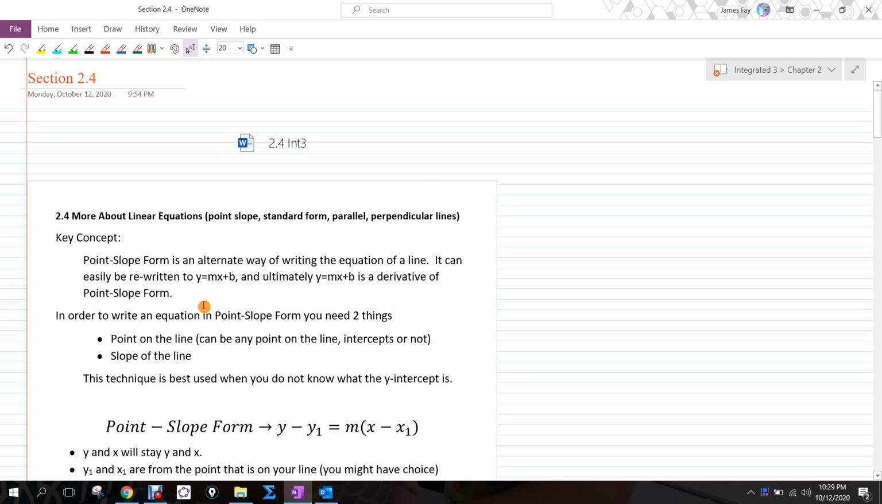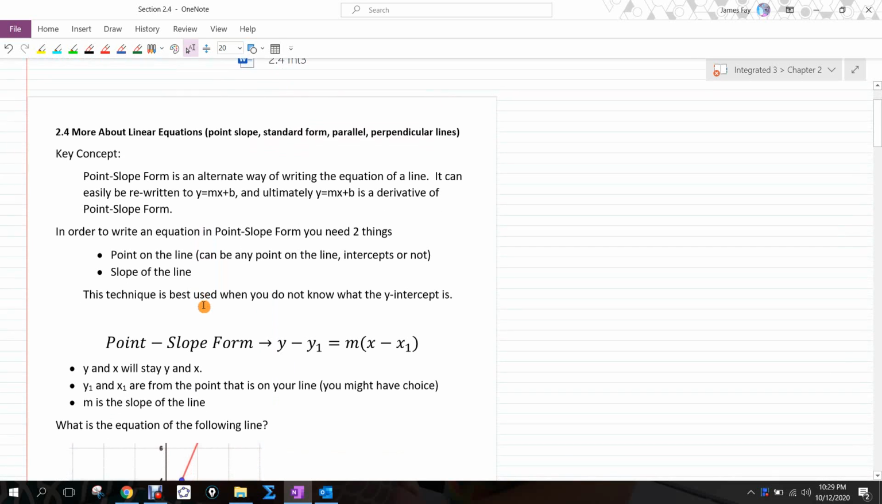Alright, this section is going to kind of wrap up our writing equations for lines. We're learning how to do that. We'll continually use that throughout the rest of the year and really the rest of mathematics, but this will be kind of the last formal section in which the information is laid out in front of us. We're talking about point slope.